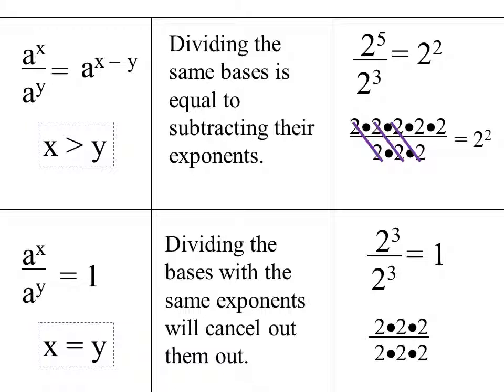Because 2 times 2 times 2 is going to give me 8 on the top and the bottom. 8 over 8 equals 1.